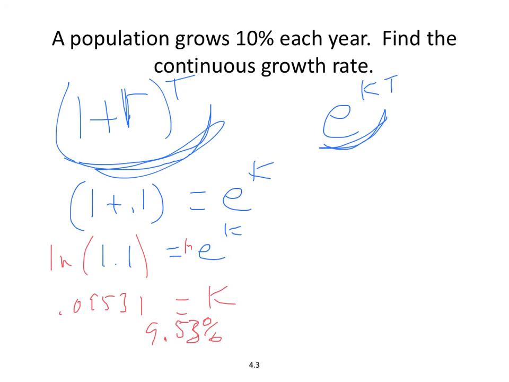Now, if I wanted to go back to an annual growth rate, and they gave me the continuous growth rate, I would just have to say e raised to that 0.09531, and I would get pretty darn close to the 10%. Okay, I rounded, of course. If I didn't round on my calculator, I'd get that back.